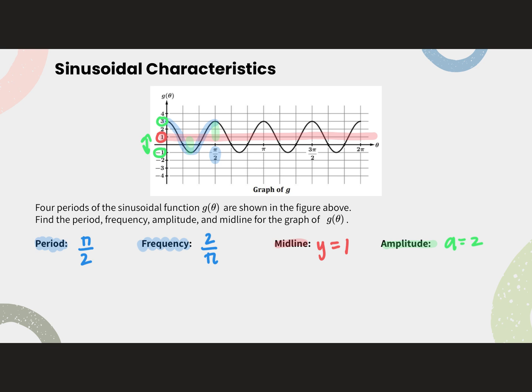All right, this sinusoidal function started at a maximum. The next maximum happened at pi over 2 radians, so this period would be pi over 2. The frequency is going to be the reciprocal of that, 2 over pi.